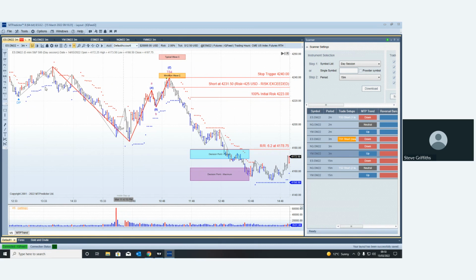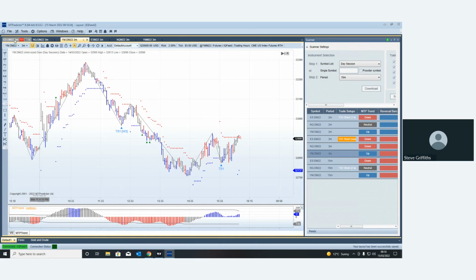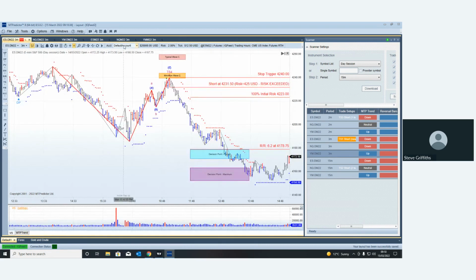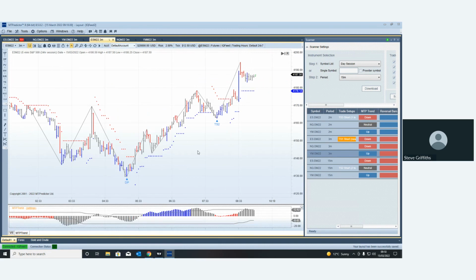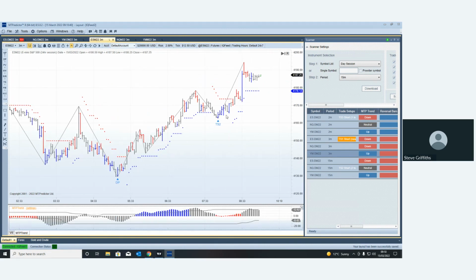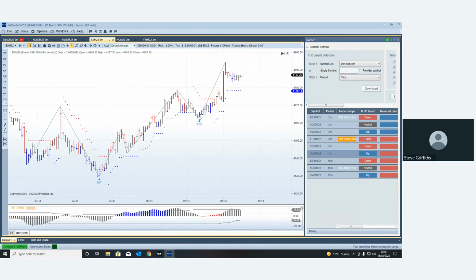We have some other ones. We have a TS2, and what I'm going to do is, where's a good example of that? Let's go to the ES from this morning. So a TS2 here is again our ABC correction, but this time on a smaller degree. So rather than a larger degree like the TS4, it's a smaller degree correction. See, there's your ABC again. That smaller degree correction unfolds as part of a wave 4.